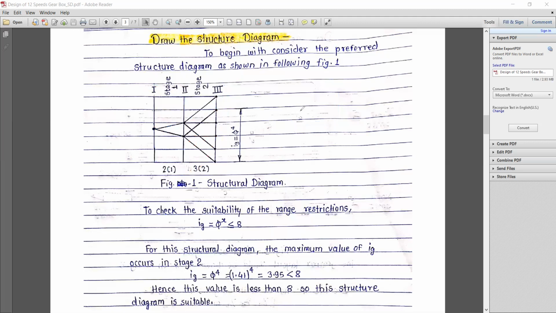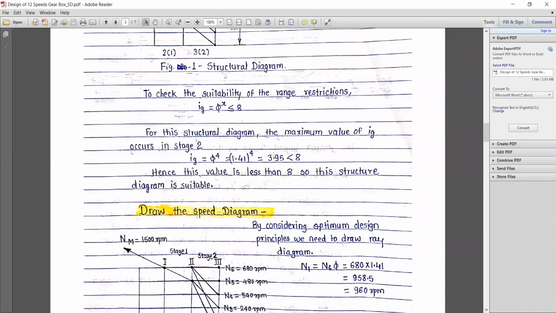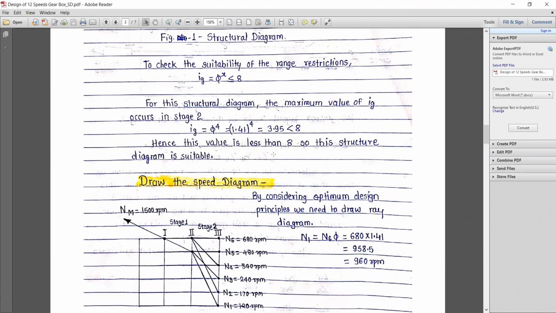Okay, I hope everybody has understood the process of how to draw a structure diagram. It's very easy because it totally depends upon this formula. Based on this formula, you can easily draw a structural diagram. Next, to check the stability, we have already found the equation.